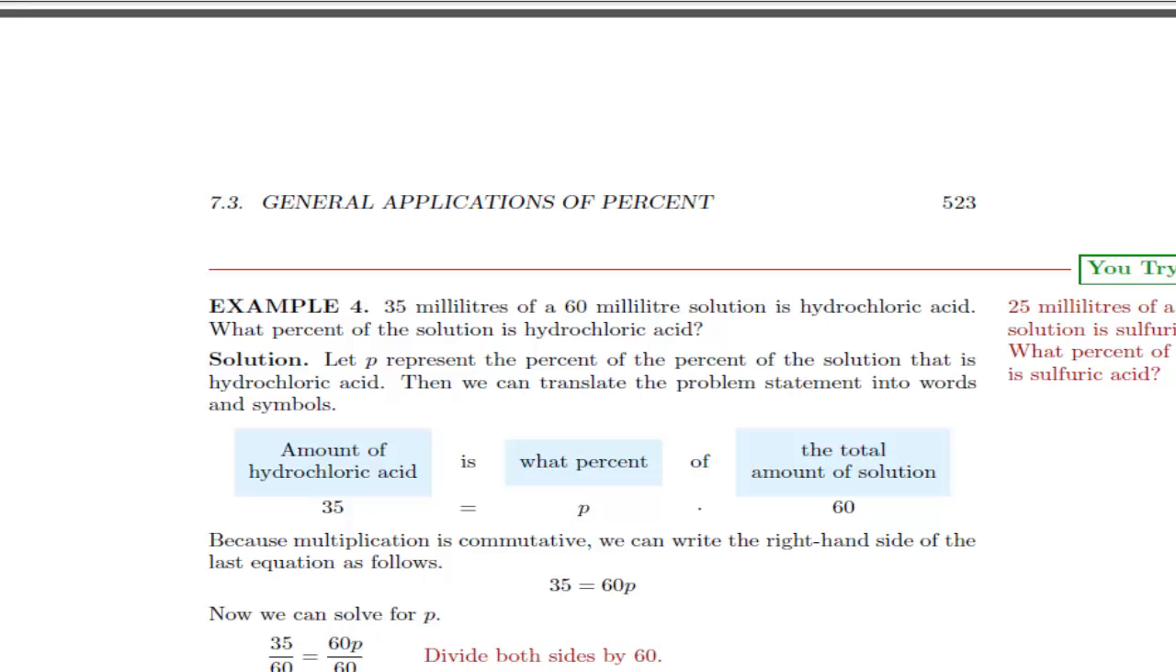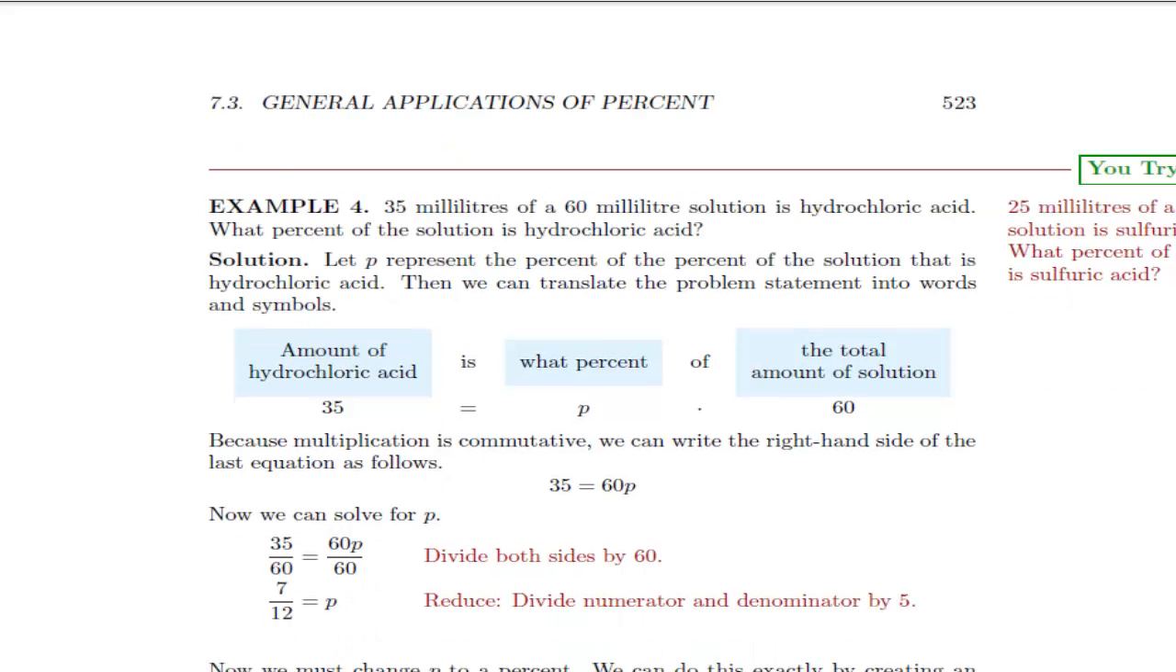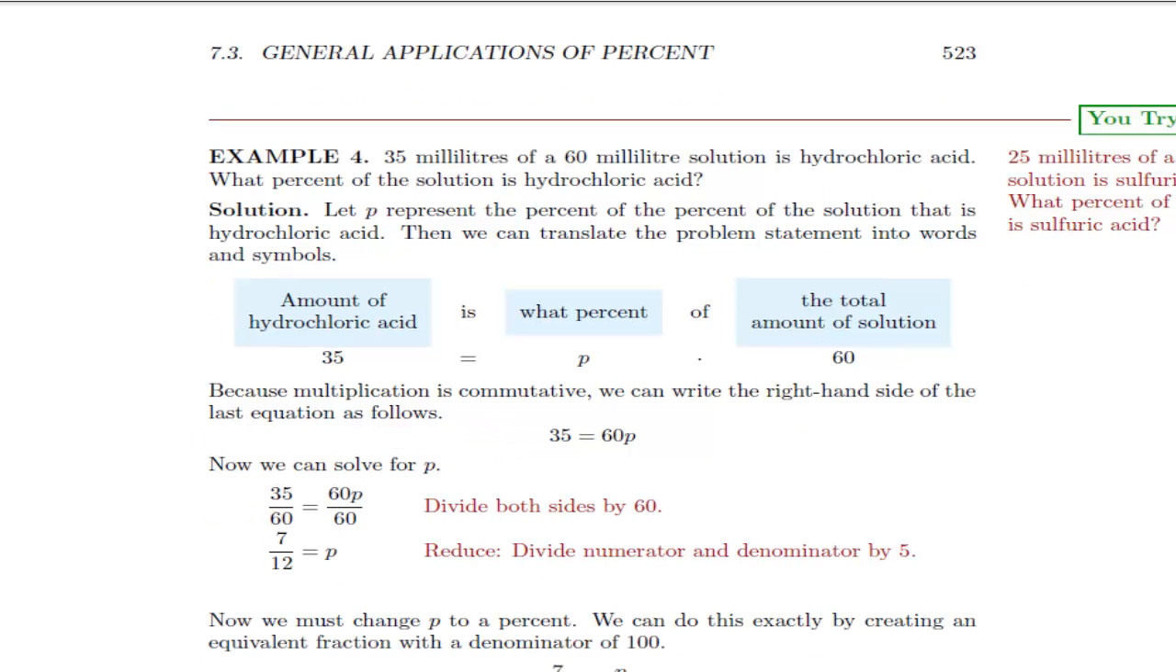Example 4. 35 milliliters of a 60 milliliter solution is hydrochloric acid. What percent of the solution is hydrochloric acid? Solution. Let p represent the percent of the solution that is hydrochloric acid. Then we can translate the problem statement into words and symbols. The amount of hydrochloric acid, which is 35, is equal to what percent p of or times the total amount of solution, which is 60. Because multiplication is commutative, we can write the right-hand side of the last equation as follows. 35 equals 60p. Now we can solve for p by dividing both sides by 60.